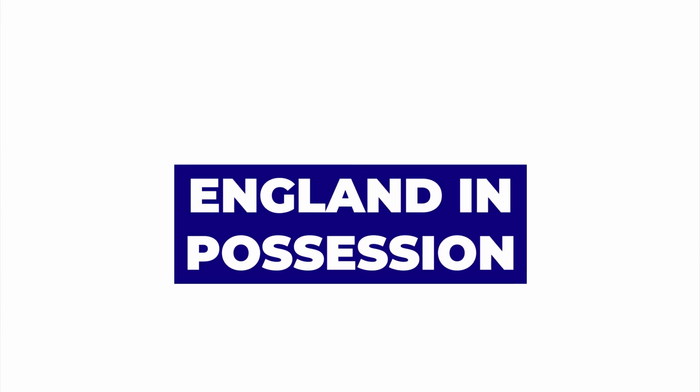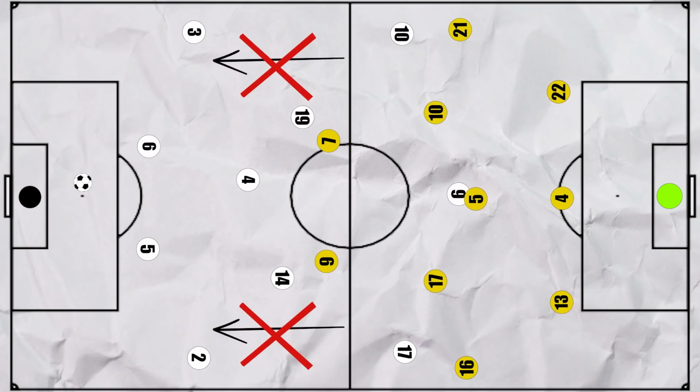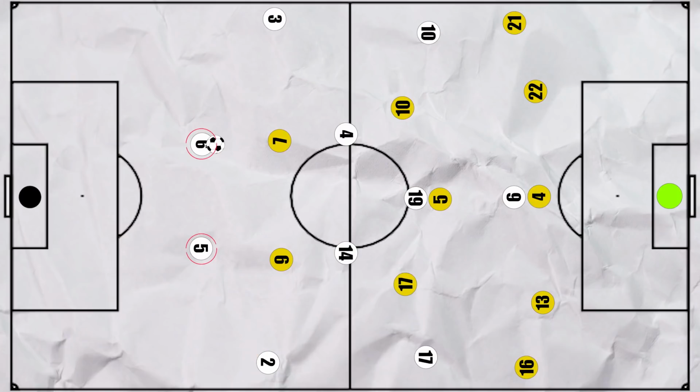Let's start with England in possession. Ukraine generally weren't looking to press high up the pitch, instead happy to sit in a deeper 5-3-2, so this would give England centre-backs more time on the ball. And the 5-3-2 meant that the centre of the pitch would be well fortified by Ukraine, making it difficult to progress through the centre.